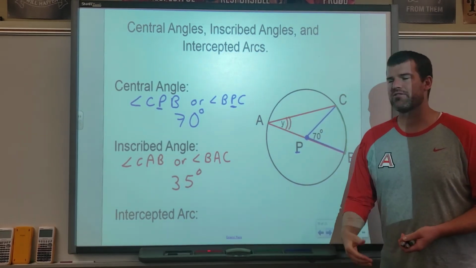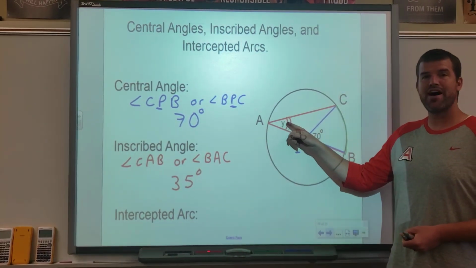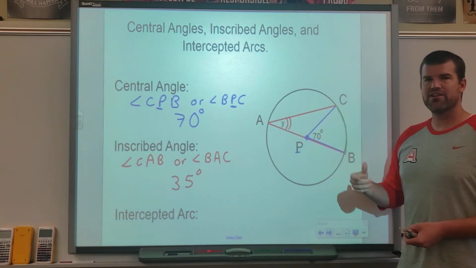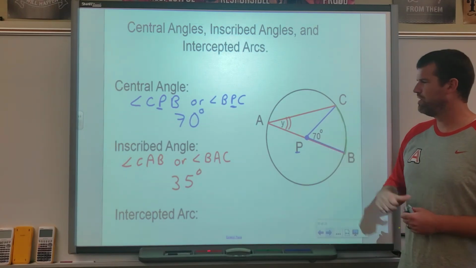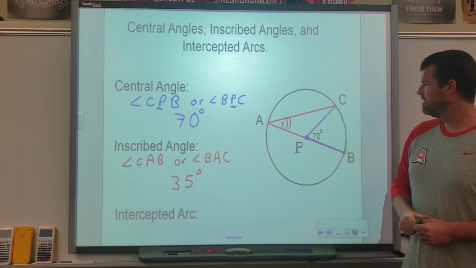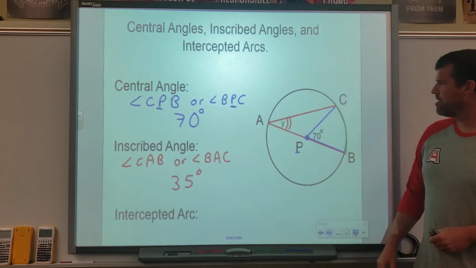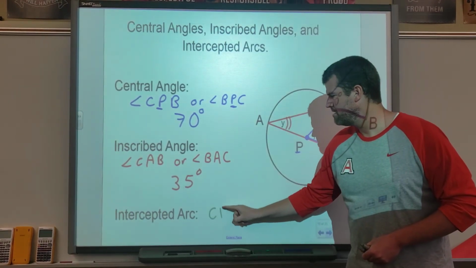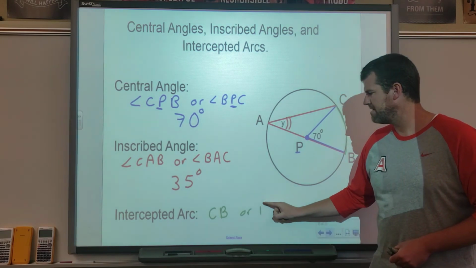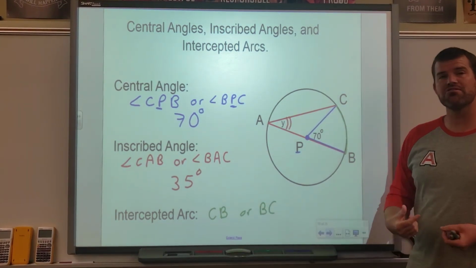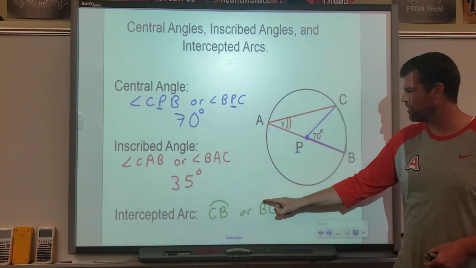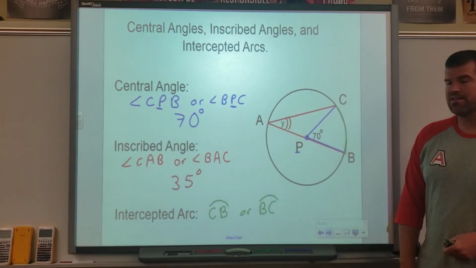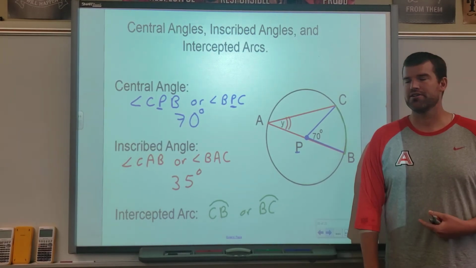Now we could also work backwards, right? If we knew that this angle was 35, to find the central angle, we could just double it, because we know that it would take two of them to make one central angle. All right, and then finally our intercepted arc is this arc right here, which is arc CB, or we could call it BC. But on top of arcs, we put a little arc, a nice little curve on top as a symbol to show that we're talking about an arc.